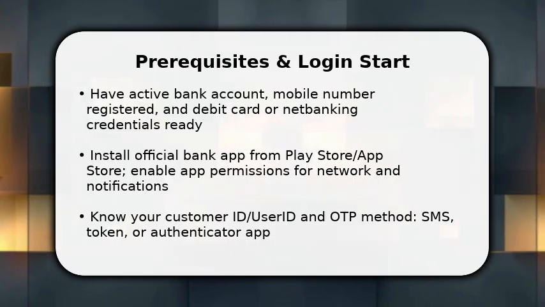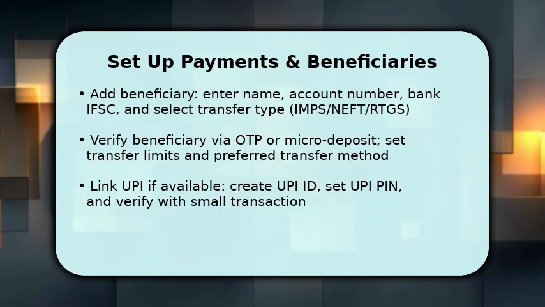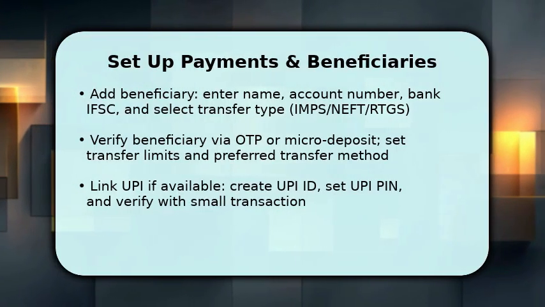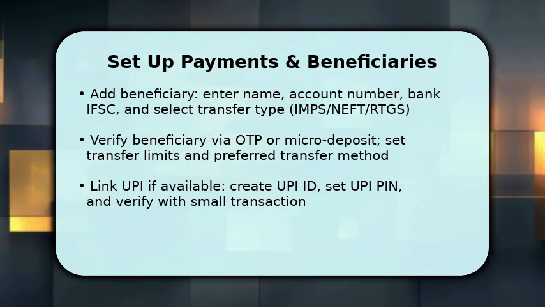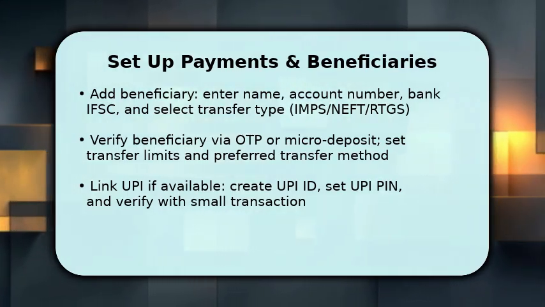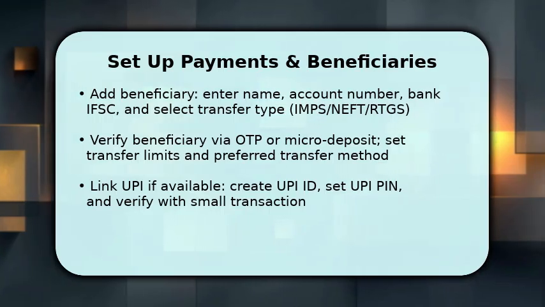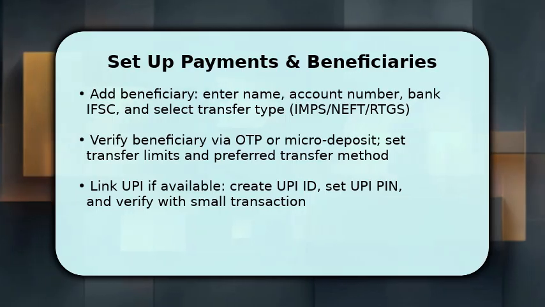Next, you add and verify payees. Tap payments or beneficiaries, enter account number and IFSC, then choose IMPS, NEFT, or RTGS depending on urgency and amount. You must verify the beneficiary either with an OTP or a microdeposit confirmation. This prevents mistakes. Once verified, set sensible daily limits and preferred transfer method to control risk.